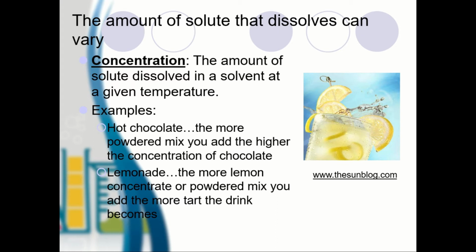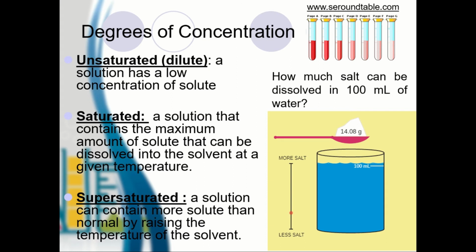For example, if you're going to make a hot chocolate, the more powdered mix you add, the higher the concentration will become. Or for example, sa lemonade, the more lemon concentrate or powdered mix that you add, the more tart the drink will become. For example, sa pagtitimpla ng kape, the higher the amount of coffee granules that you add, mas matapang yung kape, mas concentrated yung coffee. So here are the different degrees of concentration.